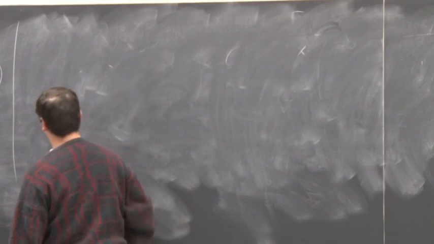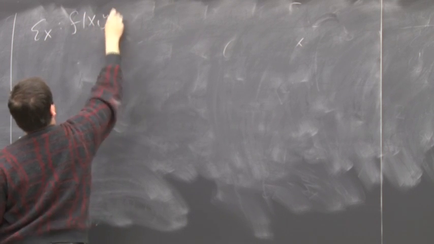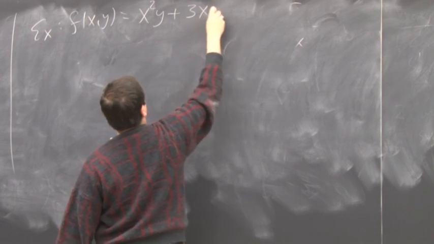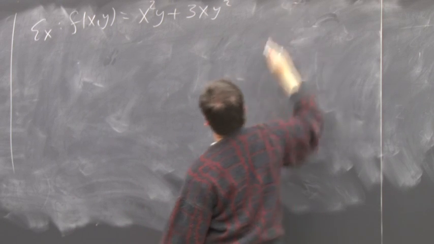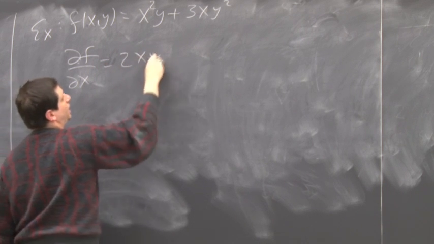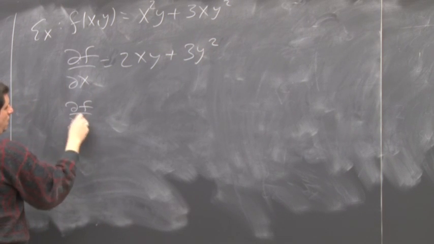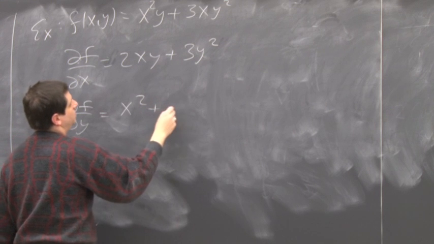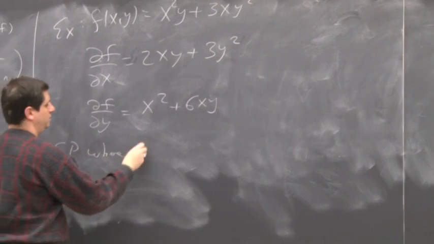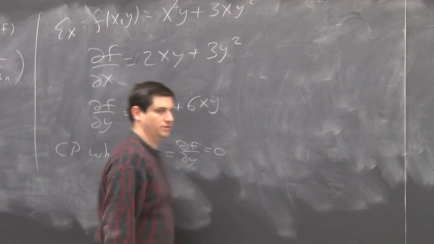And so the example now is going to be the following. We're going to have f of x, y is x squared y plus 3xy squared. And so, arguing as before, we get df dx is 2xy plus 3y squared. We get df dy is x squared plus 6xy. And critical points are where df dx equals df dy equals 0.